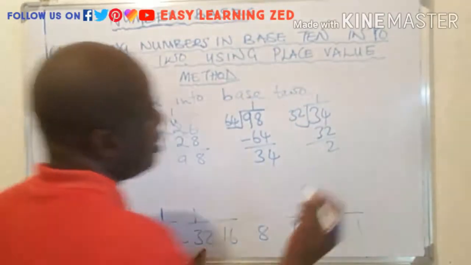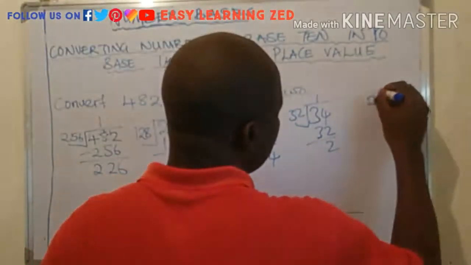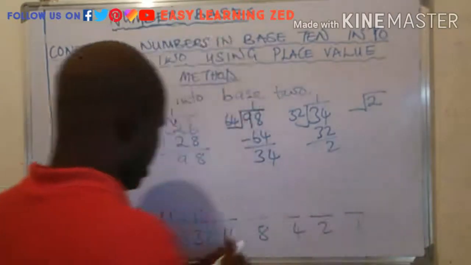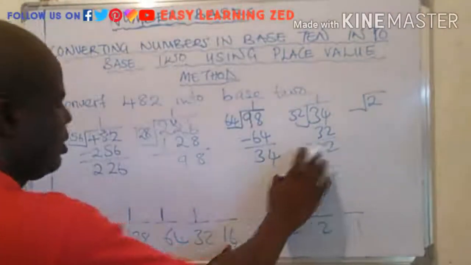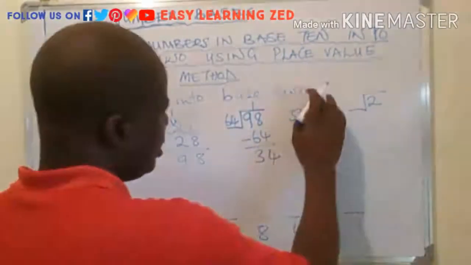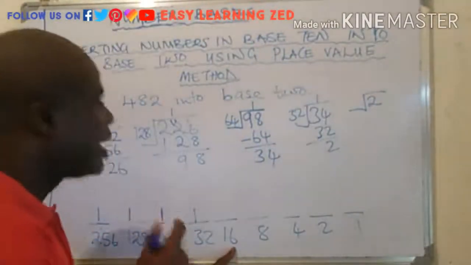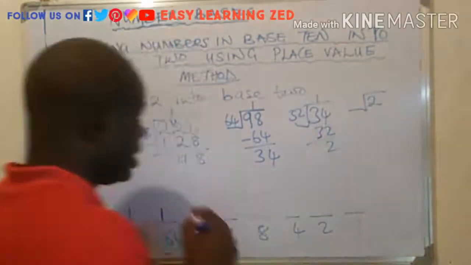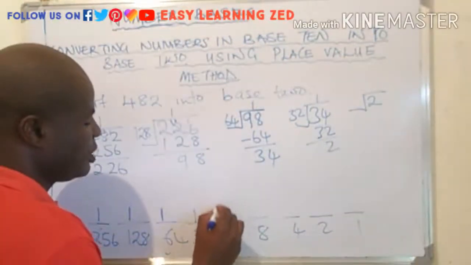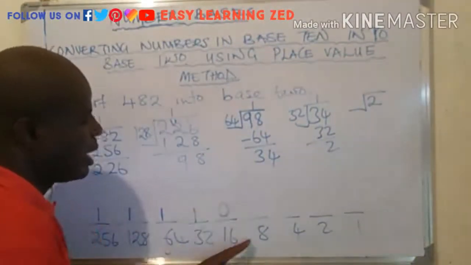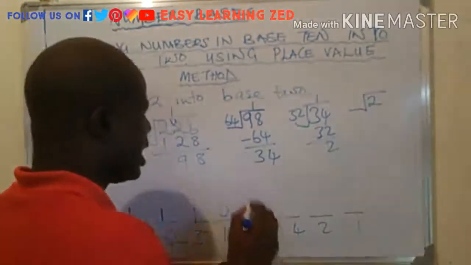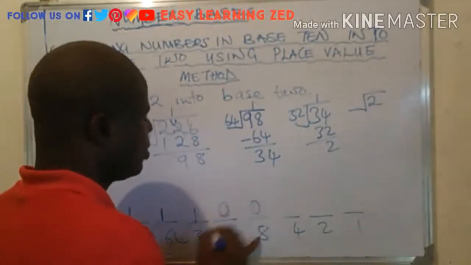Then we say 2 divided by, now we come here. This is the remainder of the remainder. 32 can go into 34 1 time and remainder 2. Then we come here now. Can 16 go into 2? We are saying no, it can't. Therefore, we're going to put 0. Can 8 go into 2? No, it can't. 8 is bigger than 2, so I'm going to put 0.